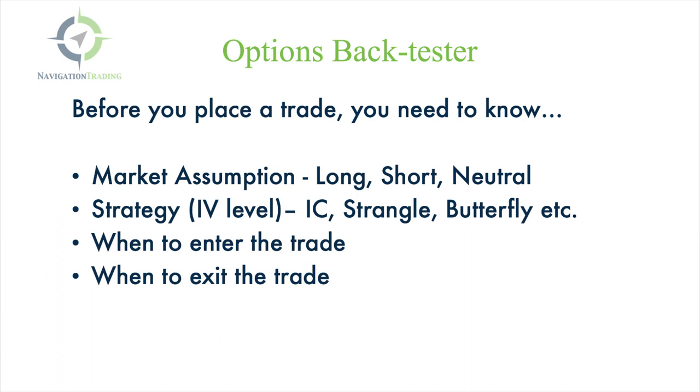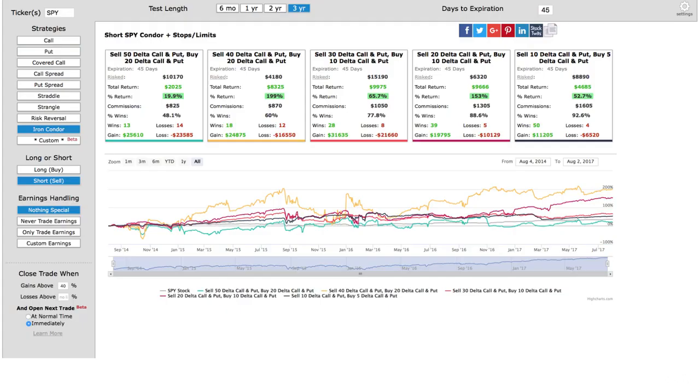At Navigation Trading, we don't guess on what we think might be the best way to trade a particular strategy or symbol. We have statistics and models that back that up. Let's go to the backtester and take a look at an example. So we're looking at ticker SPY, and we're selling an iron condor.